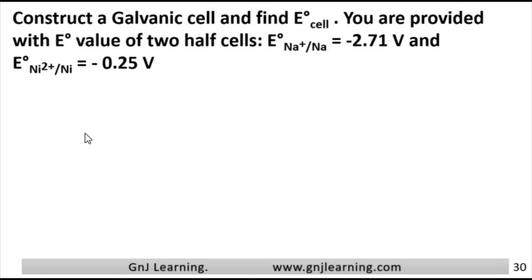The next question is, construct a galvanic cell and find its E0 cell. You are provided with the E0 values of two half cells.